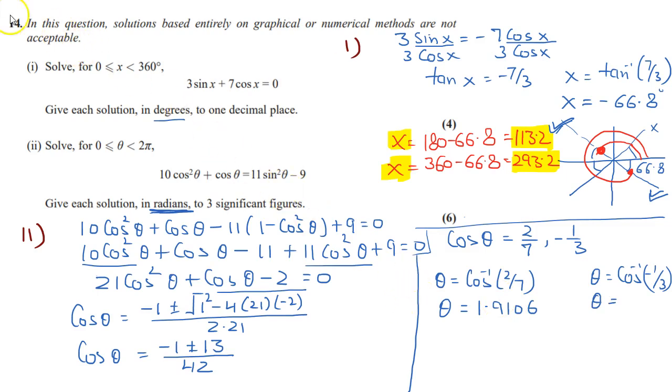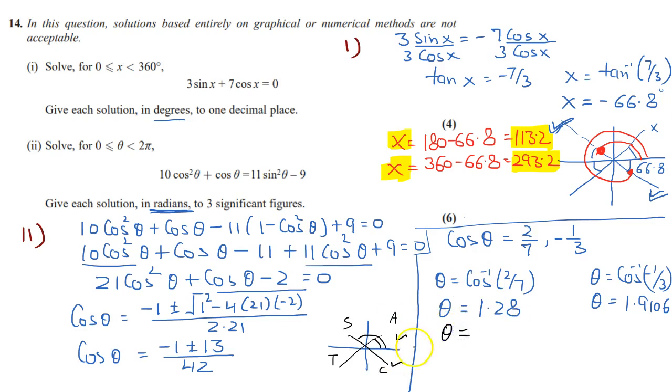I'm writing it opposite. This is not 1 over 3. So this one, 2 over 7, is 1.28. Theta is equal to 1.28 and this is minus 1 over 3, which is 1.9106. So assume 1.28 and cos is positive, so using ASTC one value is this and another value is this.